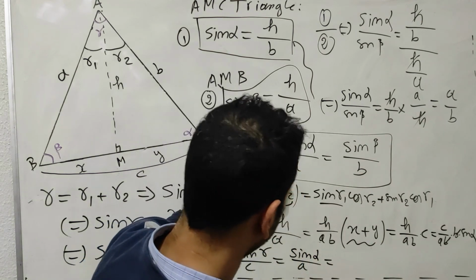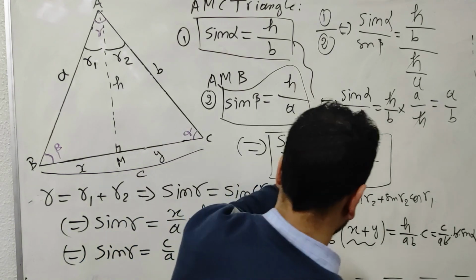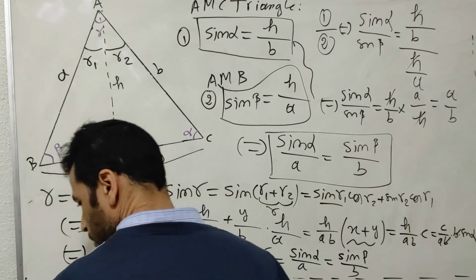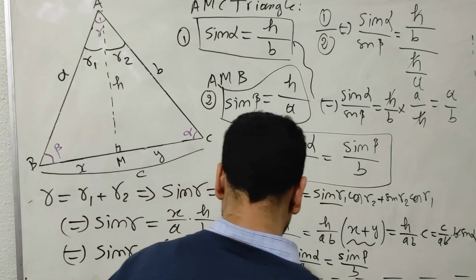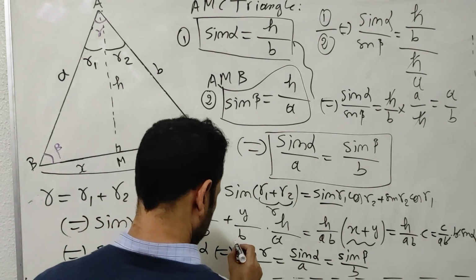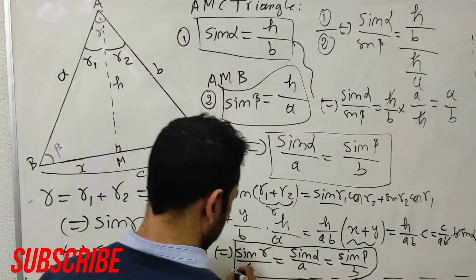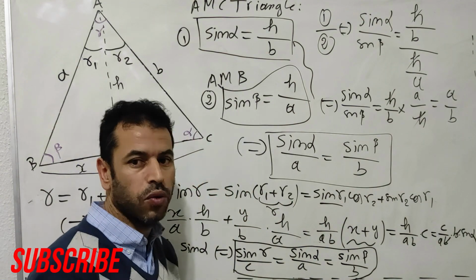We already proved sine alpha over A is equal to sine beta over B. Okay, now I have ended with this one, so we have proved this formula. Okay, now I am done with this problem.